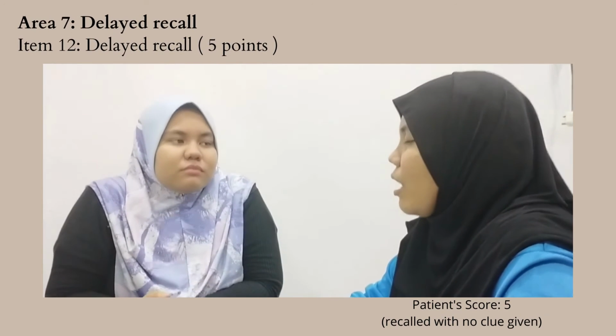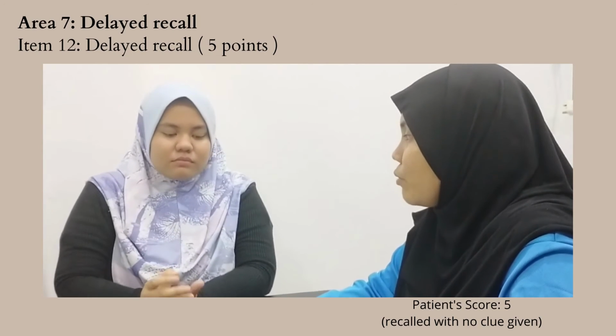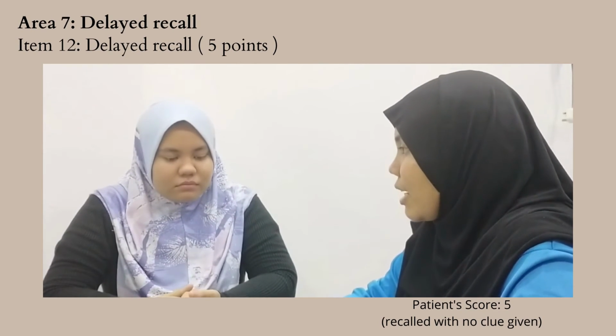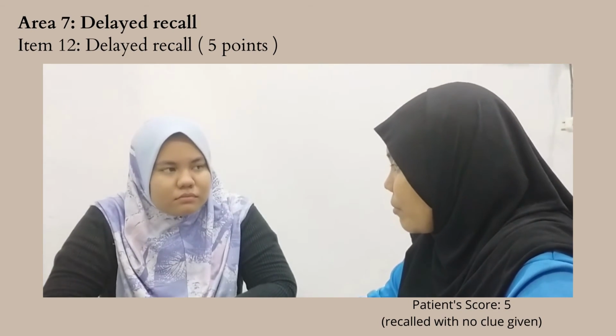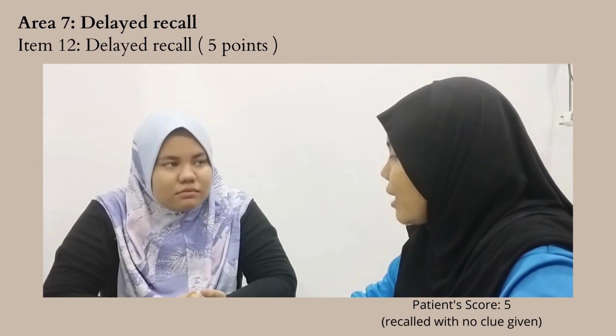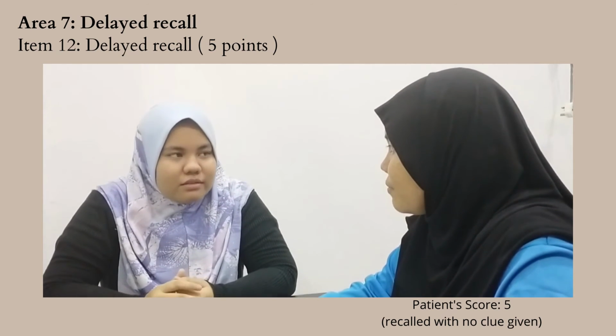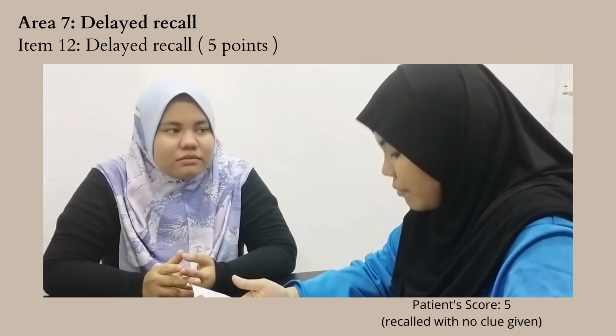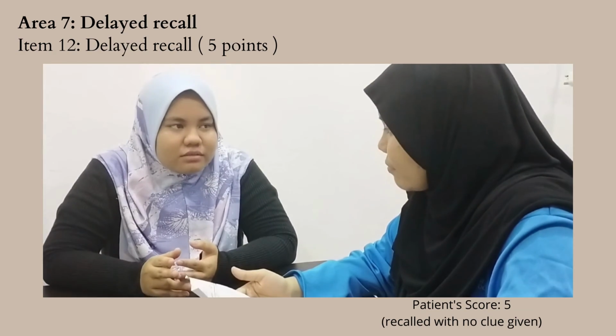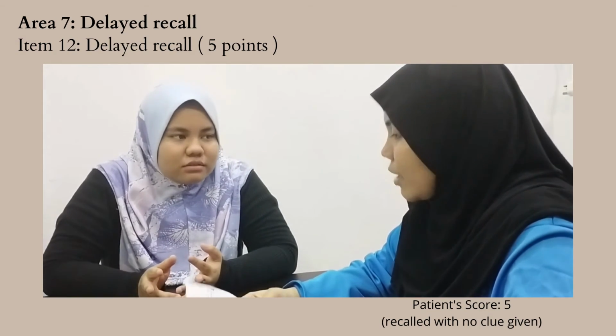Okay, this time I want you to recall the 5 words that we have been discussed earlier. Did you remember it? No. Can you tell me what they are? Ferris, velvet, chairs, daisy, and bird. Okay, good.